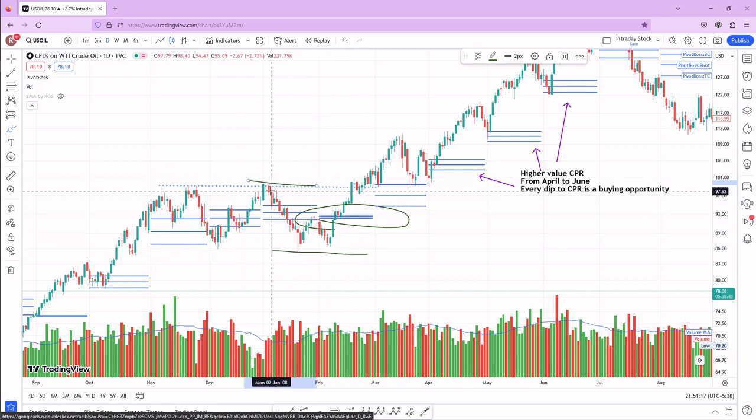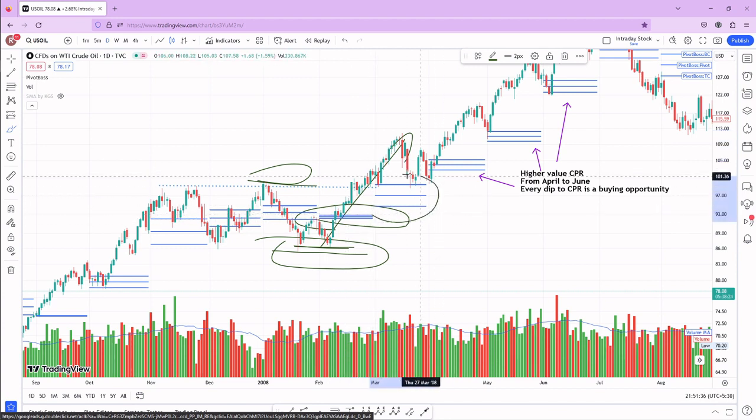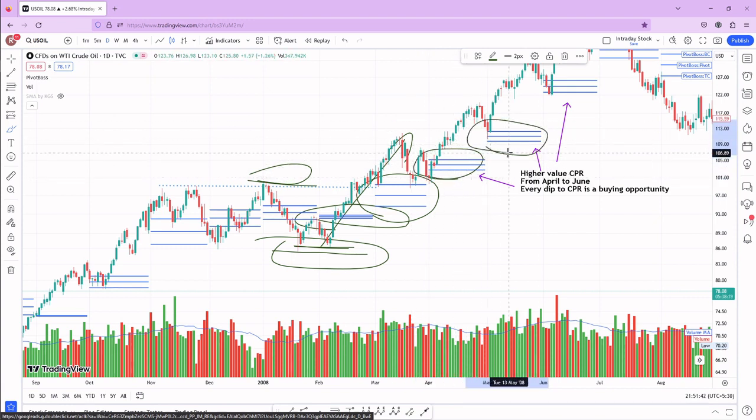Only when the previous day high or the previous range high or low is broken, then only the direction will be so high. In the same way, in this narrow CPR, the market took support at the previous month low and then started moving up. Clear? And after that, every single time a new month opened, it formed a higher value CPR. And what happened after that higher value CPR?